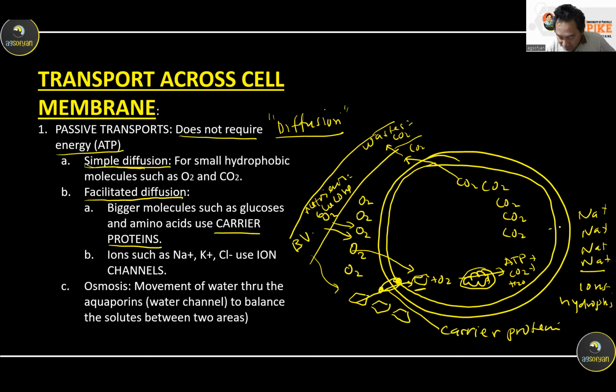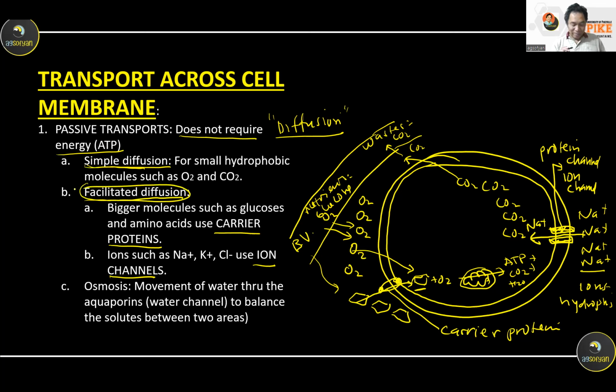Therefore, this sodium will use another type of protein. It's called a protein channel, or ion channel. So the movement is still from higher concentration to lower concentration, which is diffusion. However, this requires channel proteins or ion channels. Therefore, this ion also moves by facilitated diffusion.